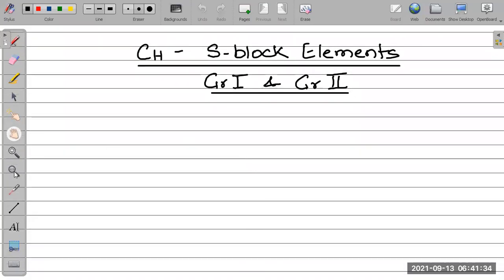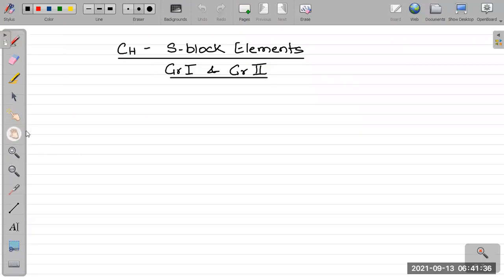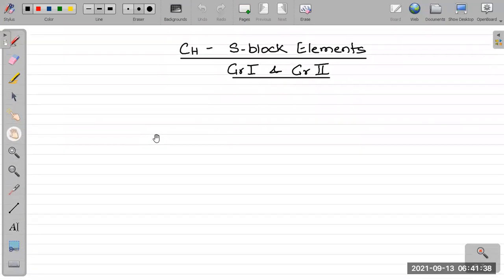So today we are going to start with S block elements, that is group 1 and group 2 of periodic table.